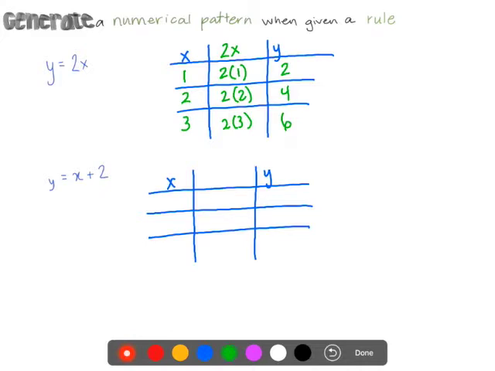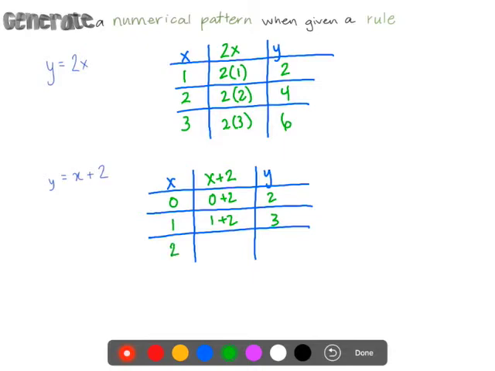Welcome back. So in this case, we have a rule of y is going to be whatever the value of x is plus 2. So if x, for example, is 0, then y is going to be 2. And you can pick any numbers for your numerical pattern, but we normally start with 0 or we start with 1, low numbers. So we have 1 for x here, and then I have 3 for y.